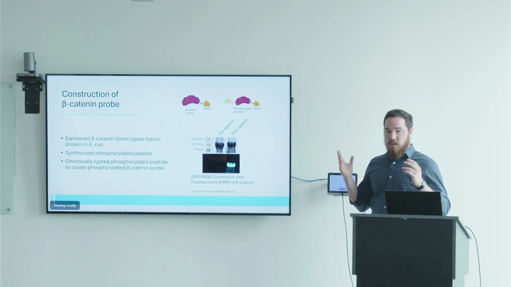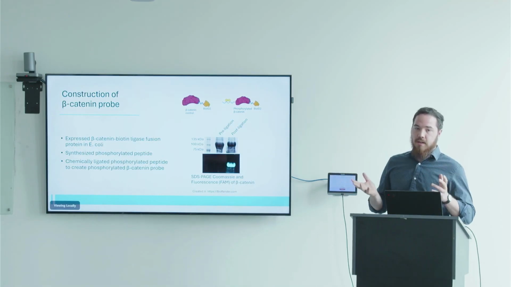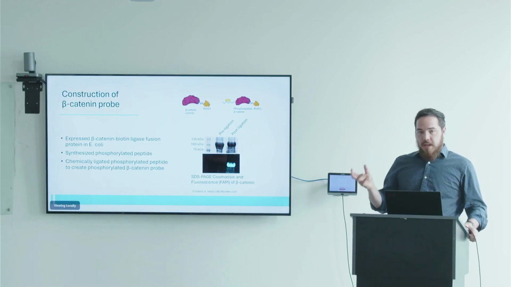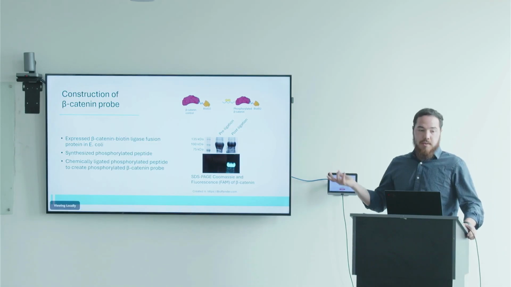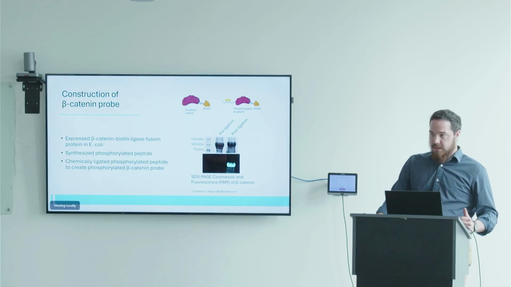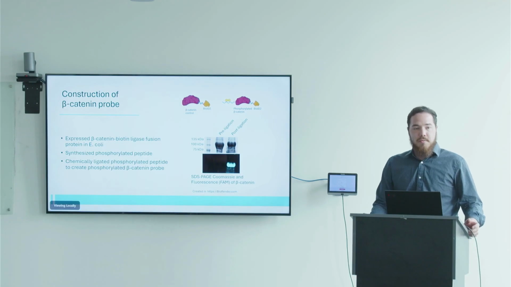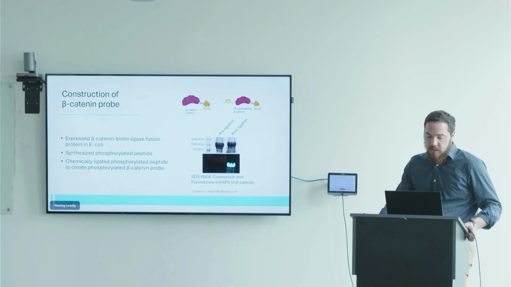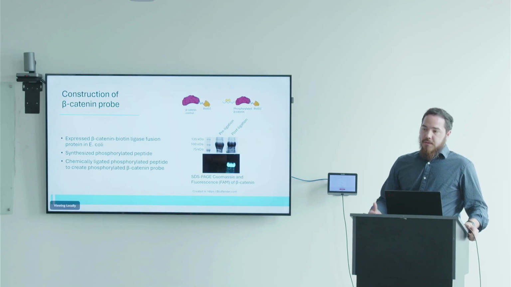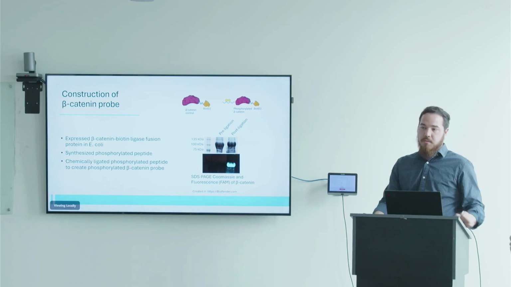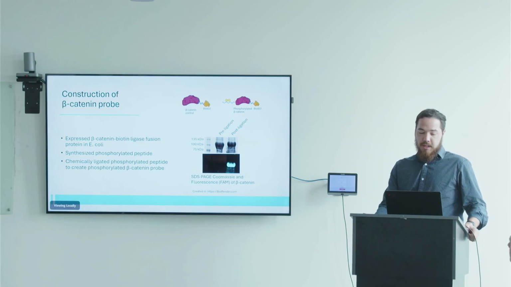So how did we construct this probe? Our probe is made of 3 parts, essentially. We have beta-Catenin, which is our protein. We have our biotin ligase, which is a promiscuous biotin ligase. It can biotinylate any protein. And then we have our phosphorylations, our modifications. The way we made this is we expressed beta-Catenin and our biotin ligase as a fusion protein in E. coli. Then we synthesized a phosphorylated peptide that had 2 phosphorylation sites on it, and chemically ligated that peptide to our fusion protein to produce the phosphorylated beta-Catenin probe.